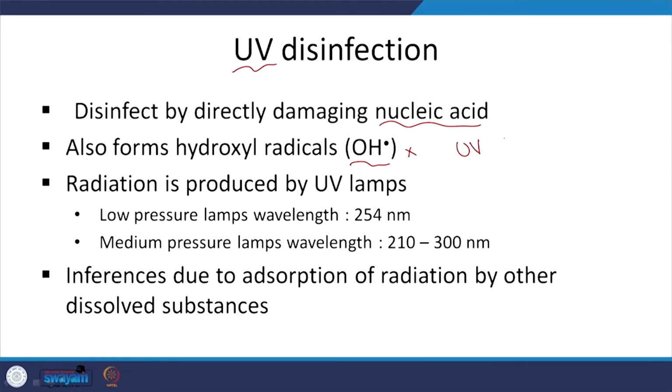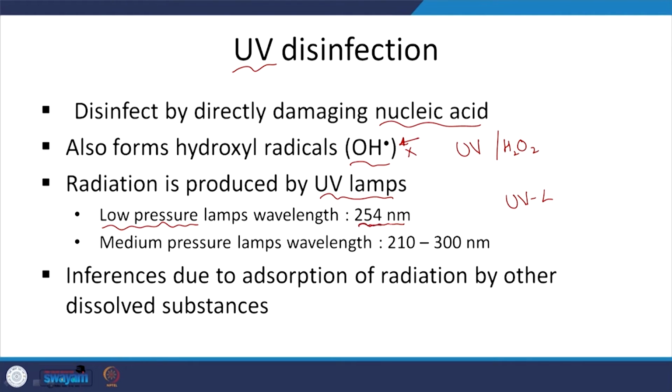Especially when you have UV in water and add H2O2 to water, you will form this very strong oxidizing agent, the hydroxyl radical. The radiation is produced by UV lamps, and there are different kinds of lamps. Low pressure, though I guess it is a misnomer to say it's low pressure, the primary aspect of low pressure or UVL is that they emit radiation only at one wavelength.